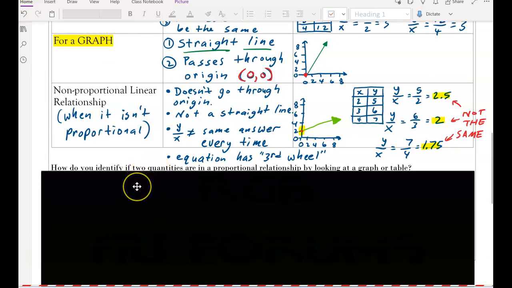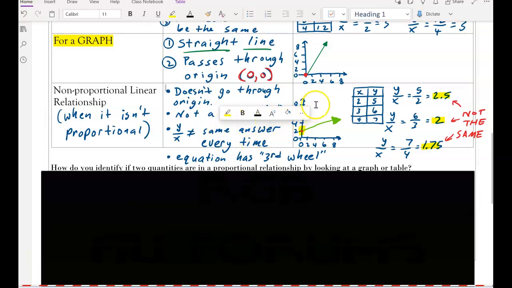Now, if you can have a proportional linear relationship, that means there are times when it will not be one. That would be a non-proportional linear relationship, which means it's not going to be proportional between y and x. If you're looking at a graph, that line will not go through the origin, or it won't be a straight line. Those are the two cases when you know you do not have a proportional relationship. If you're looking at a table, or a graph for that matter, when you divide y by x and you do not get the same answer every time, it will not be proportional. And if the equation has a third wheel, that little brother tagging along, you know it's not going to be proportional.